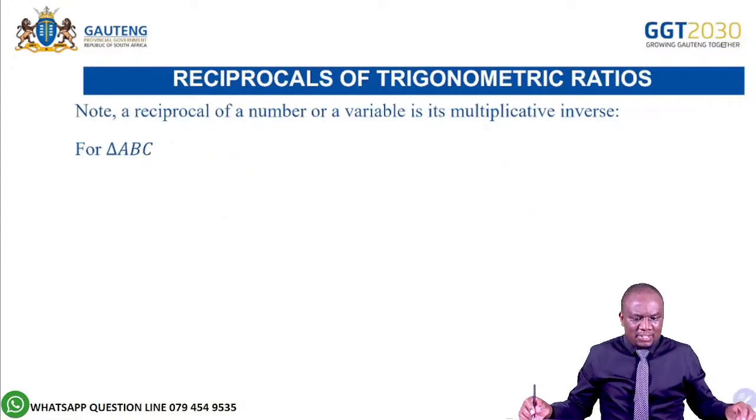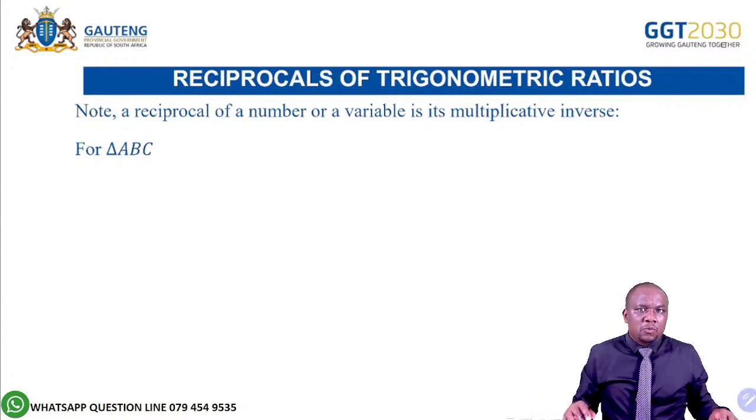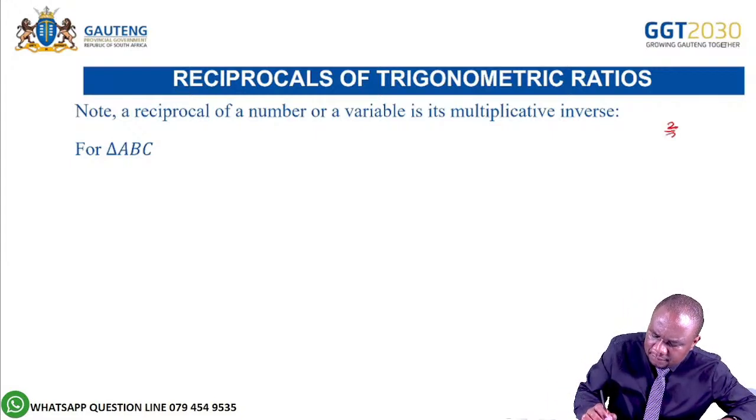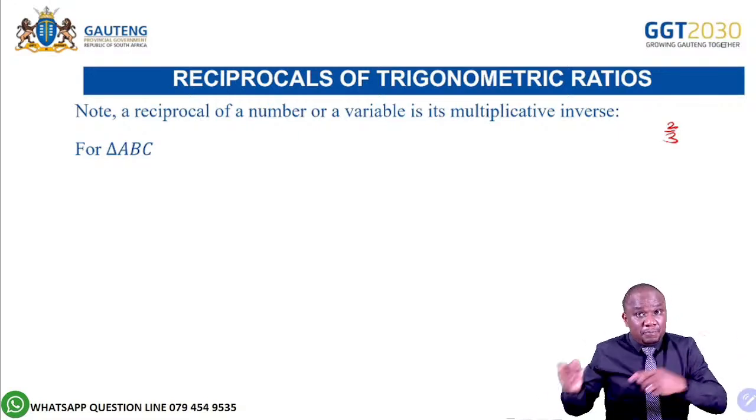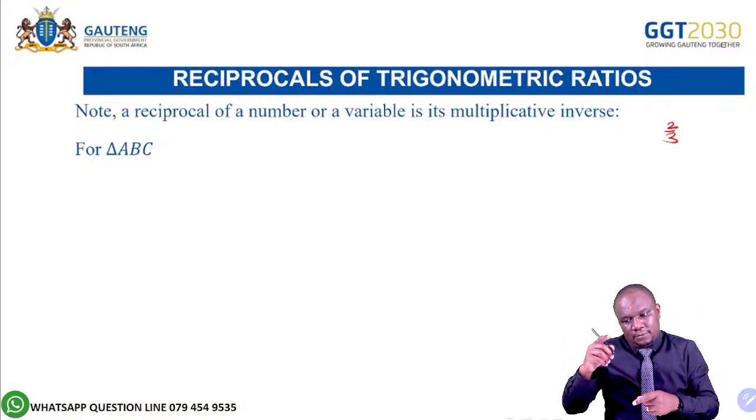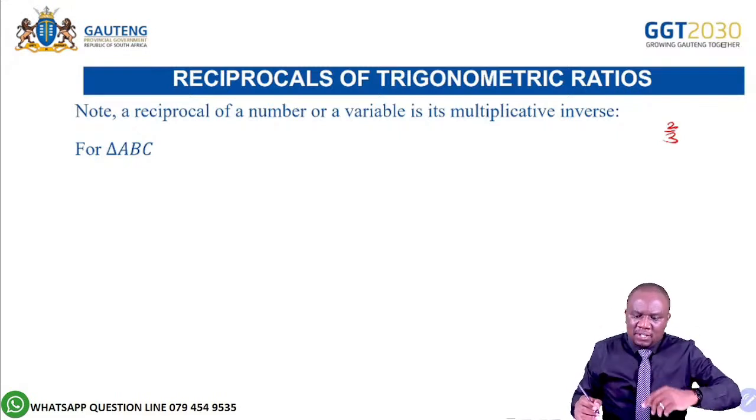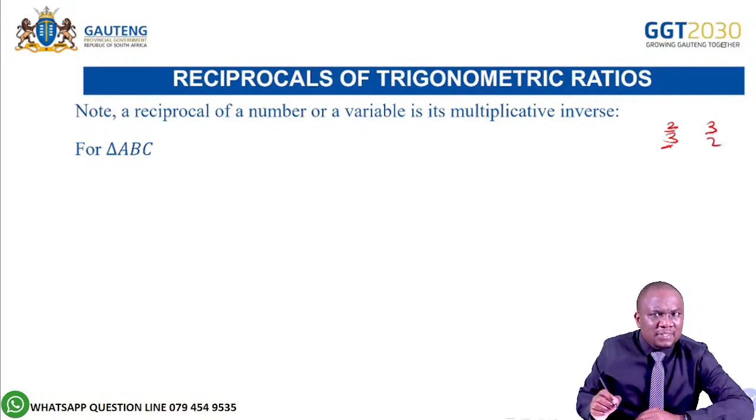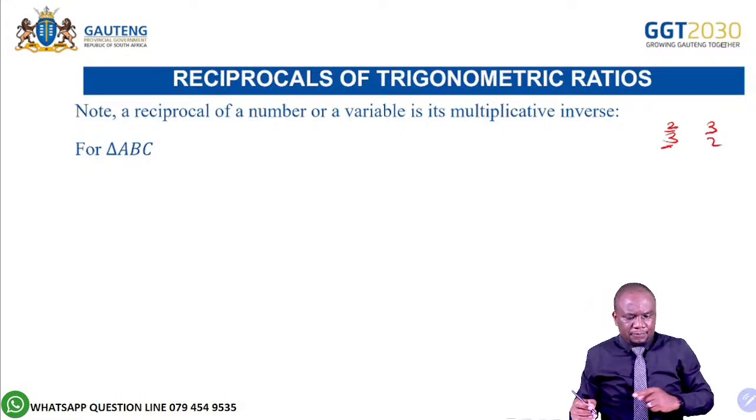Reciprocals. I want us to talk about reciprocals. Let's understand, what is a reciprocal? What is a reciprocal of 2 over 3? It is the multiplicative inverse, isn't it? The numerator goes down, the denominator goes up. So the reciprocal of 2 over 3 is 3 over 2. You see that? That's a reciprocal, the multiplicative inverse.